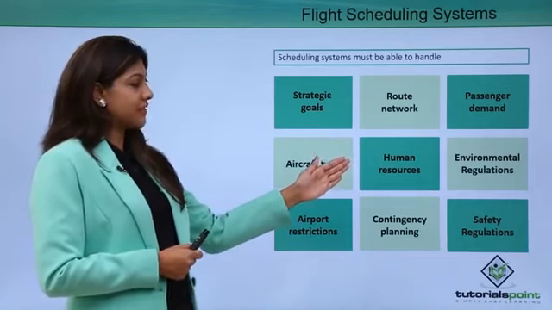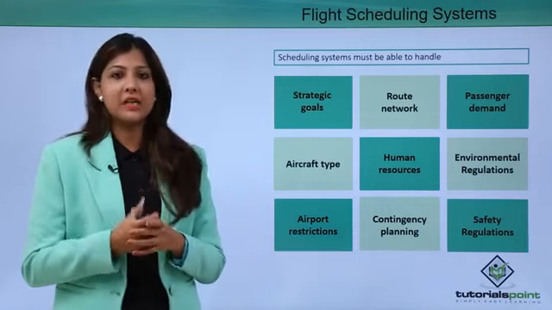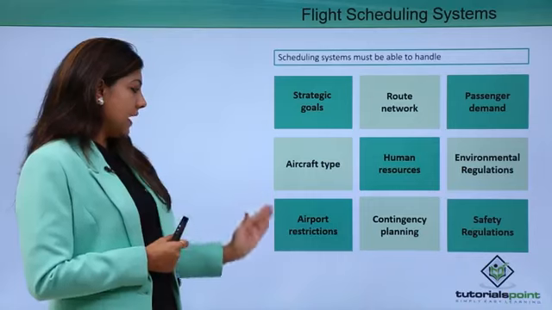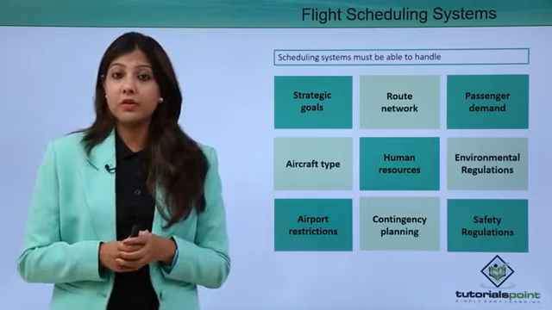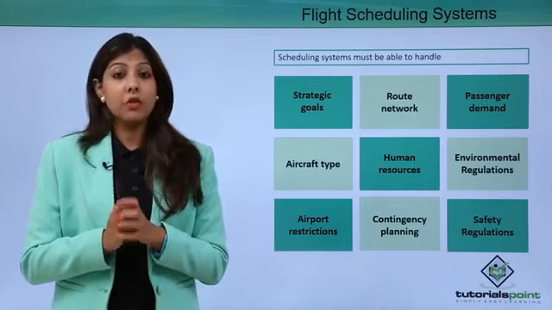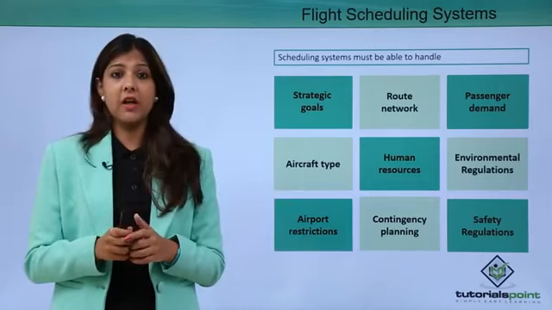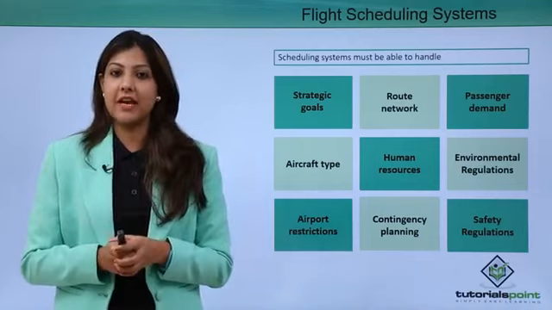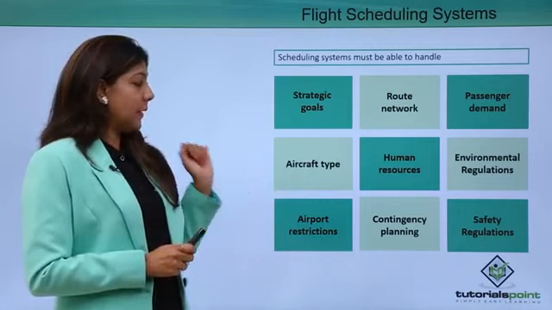The human resource factor is very important. Environmental regulations, because of different weather conditions, etc., are also taken into account. Airport restrictions: there are airports all over the country which are military airports only. For those airports, there are certain restrictions which the airline needs to follow, in that they cannot have a very early morning flight or a very late evening flight. So the airline needs to really take care of these airport restrictions.